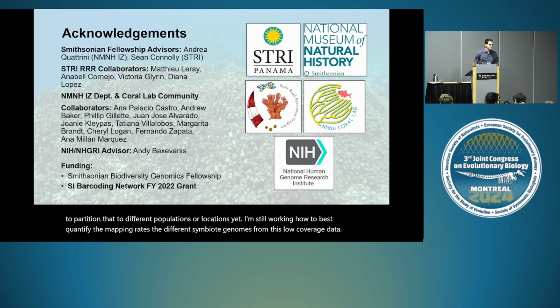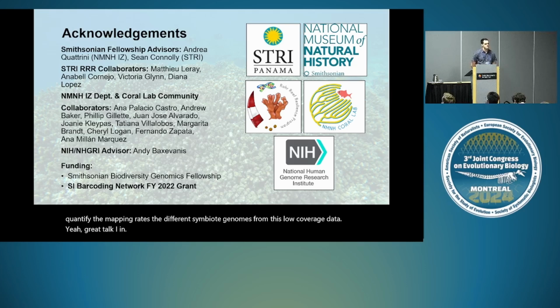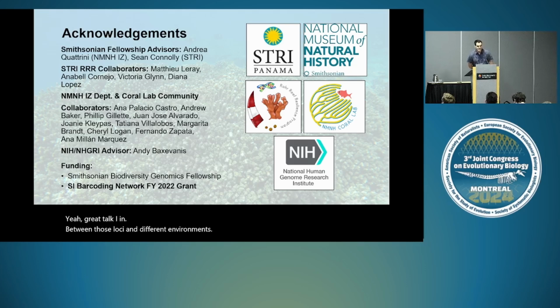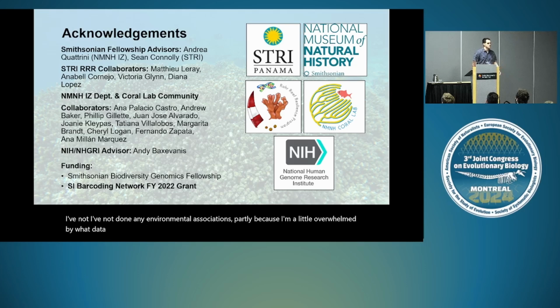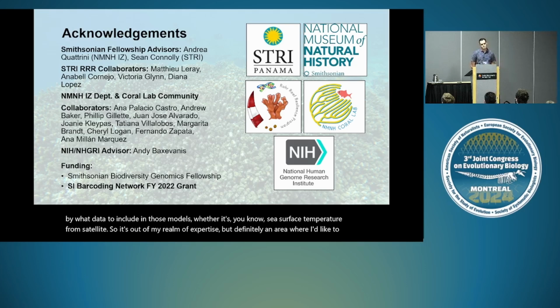Great talk. When you're looking at your outlier loci, have you looked at direct environmental associations between those loci and the different environments for each of the populations through latent factor mixed models or anything like that? I've not done any environmental associations, partly because I'm a little overwhelmed by what data to include in those models, whether it's sea surface temperature from satellites. So it's out of my realm of expertise, but definitely an area where I'd like to apply some of these results, sort of like a seascape genomics approach.